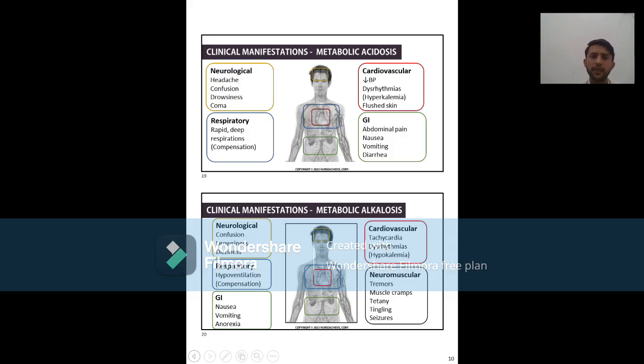Some of the clinical manifestations related to metabolic alkalosis are neurologic: drowsiness, confusion, dizziness; respiratory: hypoventilation; GI: nausea, vomiting, anorexia; cardiovascular: tachycardia, dysrhythmia, hypokalemia; and neuromuscular: tremors, muscle cramps, tetany, tingling, and seizures.